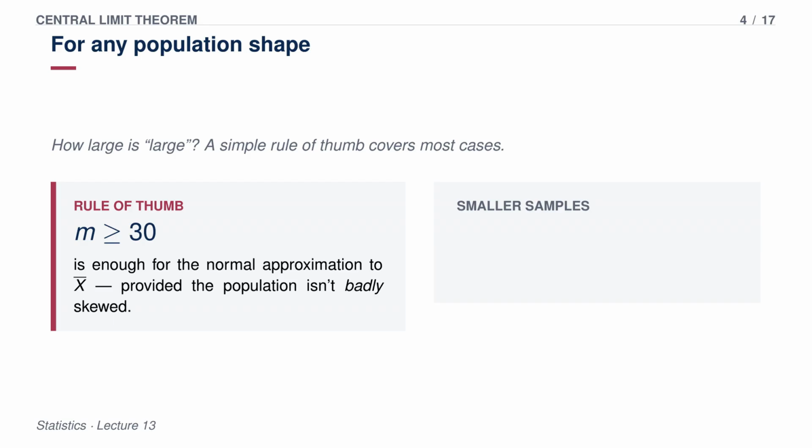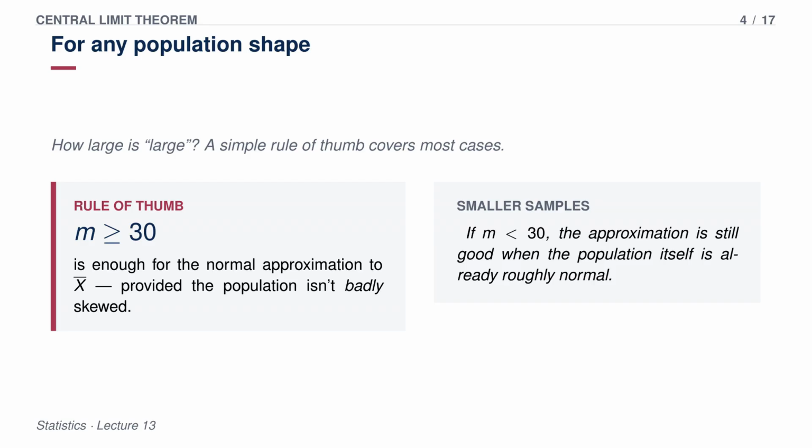So the theorem says for large m, but how large is large? Is there a rule? The rule of thumb is m of at least 30. 30 or more and the normal approximation to x bar is good, as long as the population isn't wildly skewed. And what if you have fewer than 30? Then it still works, provided the population you're sampling from is already roughly normal to begin with. Small sample, but a well-behaved population, and you're fine.